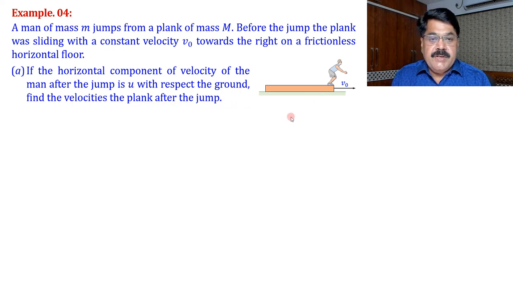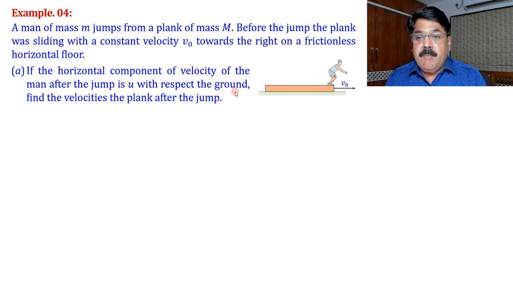So what is given here? Just immediately after the jump, the velocity of the man with respect to the ground is u. And again, this is the horizontal component of velocity. Of course, the man is jumping, so he will have some vertical component as well as some horizontal component. So what is given is that the horizontal component of velocity of the man with respect to the ground is u, and we have to find the velocity of the plank after the jump.